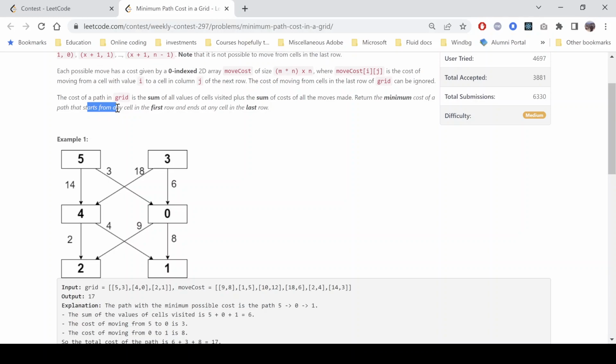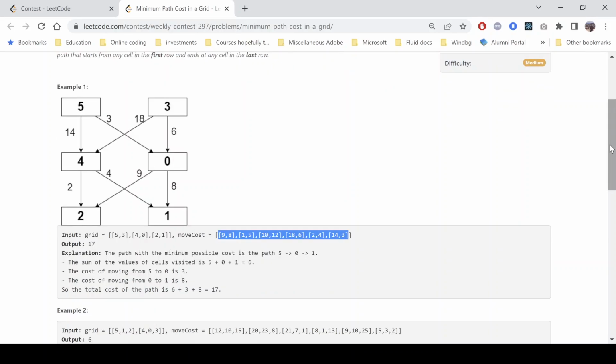So now let's try to understand this with the help of a diagram. So we are given a grid 5, 3, 4, 0, 2, 1. We can see this in the diagram. It's 5, 3, 4, 0, 2, 1. Also, move cost is given. Now what does move cost say?